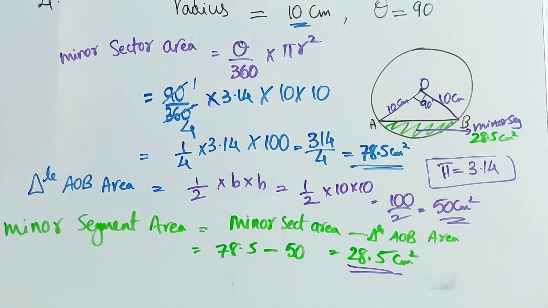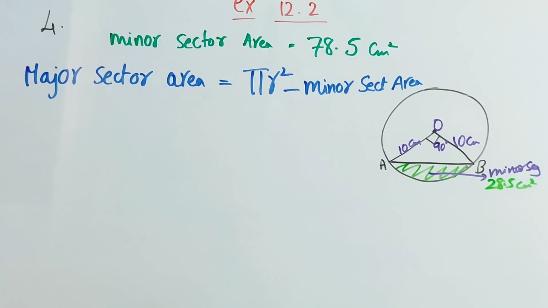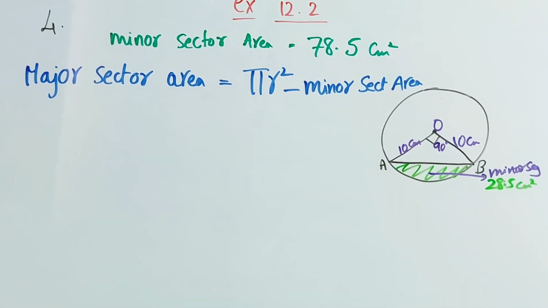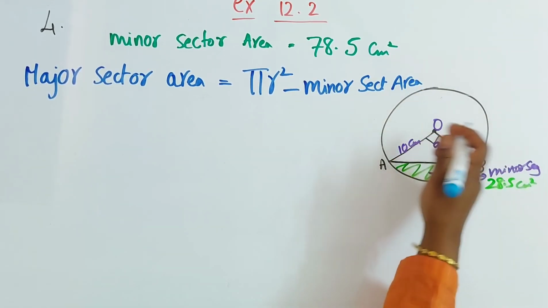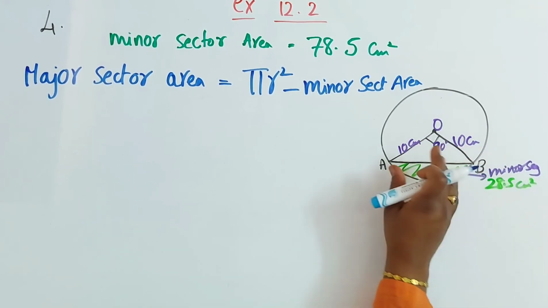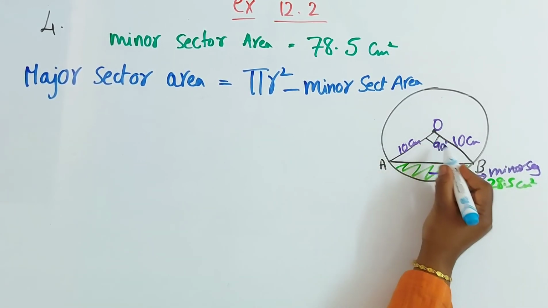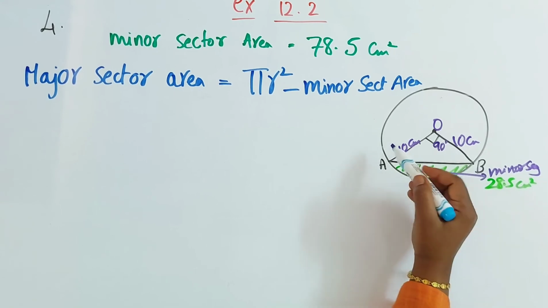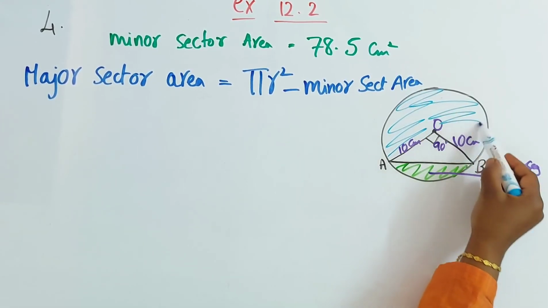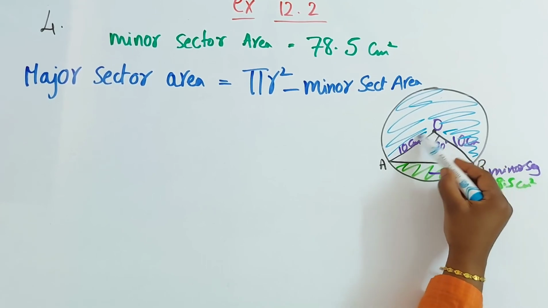Now we have to find out the major sector area. Right, children? We have already learned that major sector area is equal to pi r square, that is whole circle area, minus minor sector area. If you remove this minor sector area, this full portion, you will get this major sector area. Right, children? This is the major sector area.